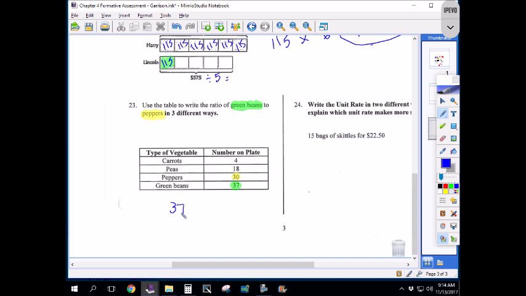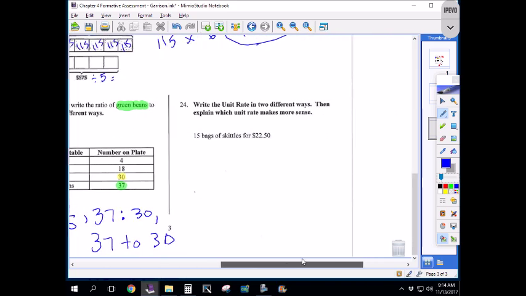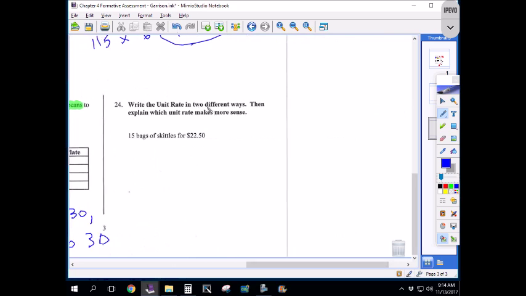So we were going to go 37 to 30 in fraction form, right? We're going to do 37 with a colon, 30. And then the last one will be word form, which is when we use the word to. Or the word for, F-O-R. I would accept that as well. Okay, but most of you probably did it like this. So you had to have all 3 of those. It's either right or wrong. There's no half points, none of that. Number 24.